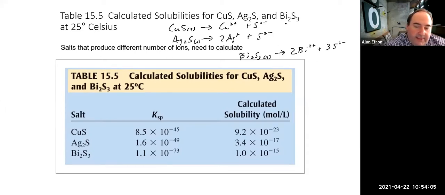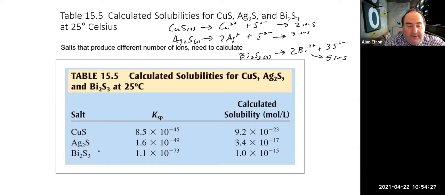So in this case, we have one that gives 2 ions, one here with 3 ions, and one with a lot more than that, 5 ions. So in a situation where you're comparing things that break apart into different numbers of ions, you cannot use the Ksp value directly. Let's see why we can't do that.